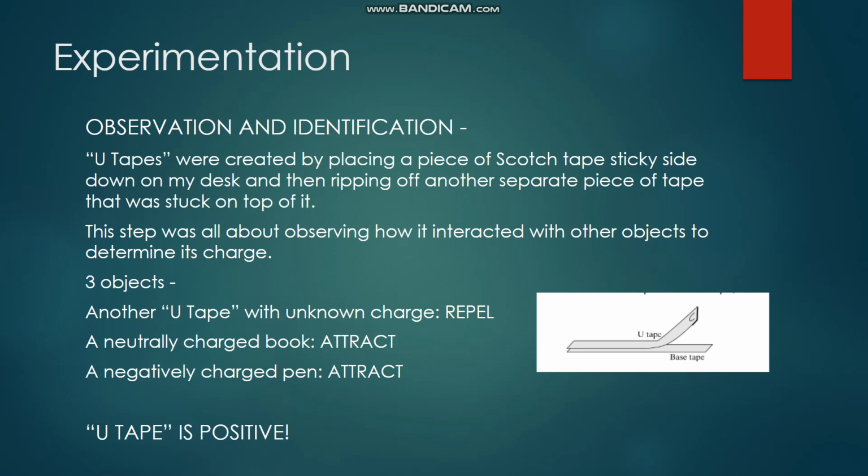So with another U-tape, they repelled, so we knew it wasn't neutral. Against a neutrally charged book, it attracted, so once again we know it's not neutral. And with a negatively charged pen, it attracts, and this tells us that because we know it's not neutral, it has to be positive, right?